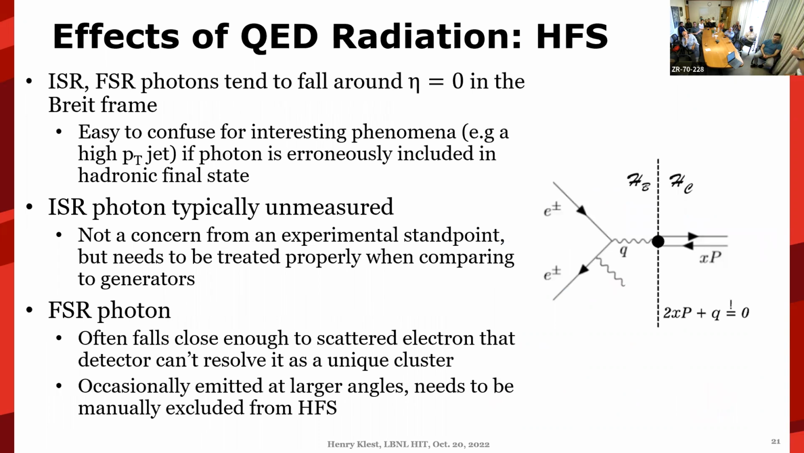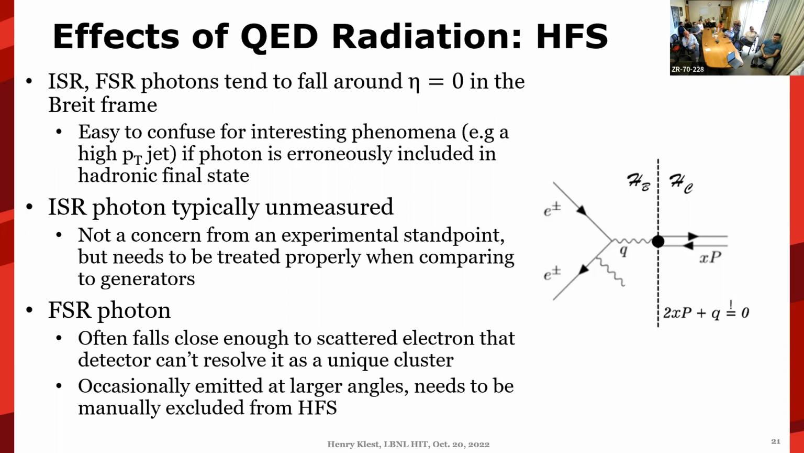The other annoying effect of QED radiation is that these photons tend to fall around eta equals 0 in the Breit frame. So the struck parton is at eta of minus infinity, the proton beam remnant is at eta of plus infinity, and you have these photons that tend to fall at very high PT. So if you're looking at anti-kT jets or something, you can very easily get confused and say, oh, there was a 5 GeV photon there, it could be a jet. So you need to treat that properly.